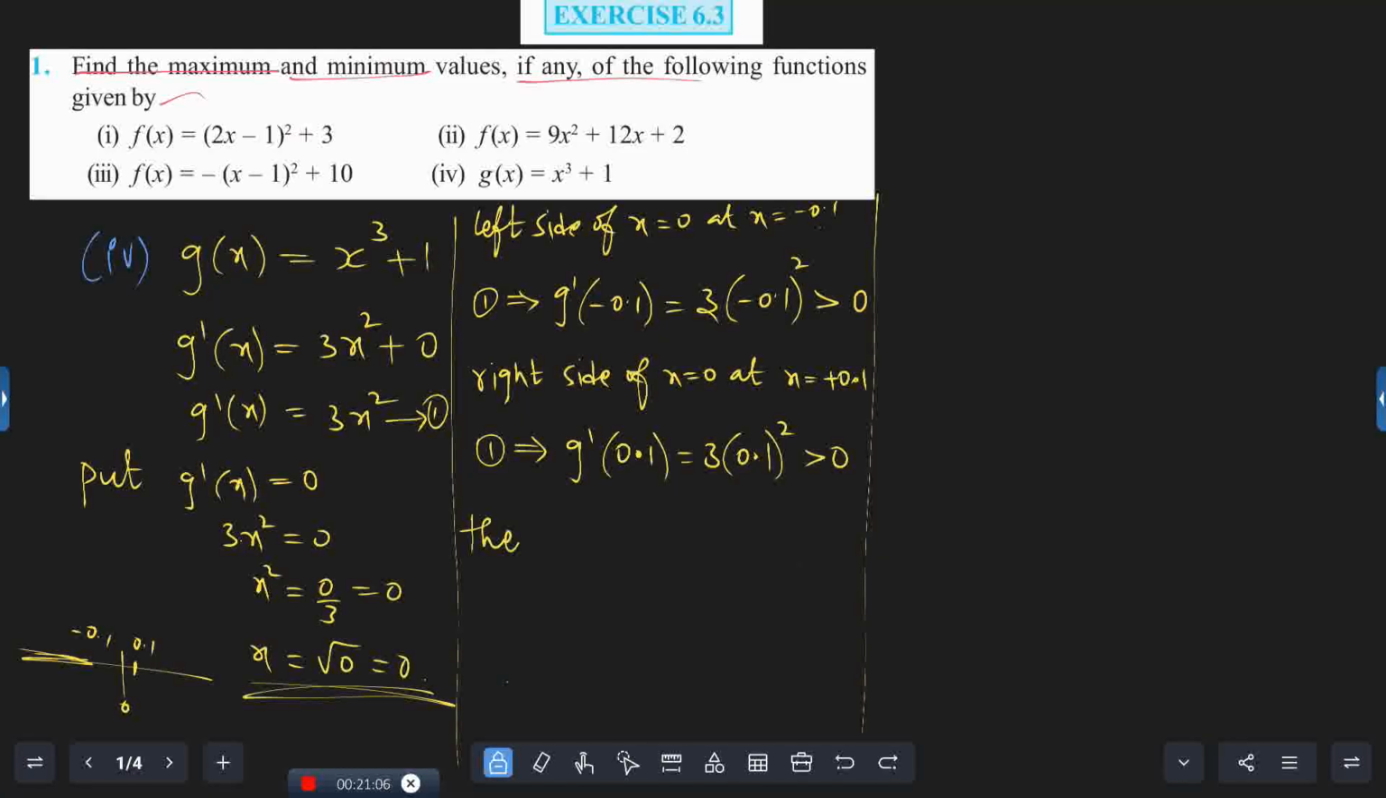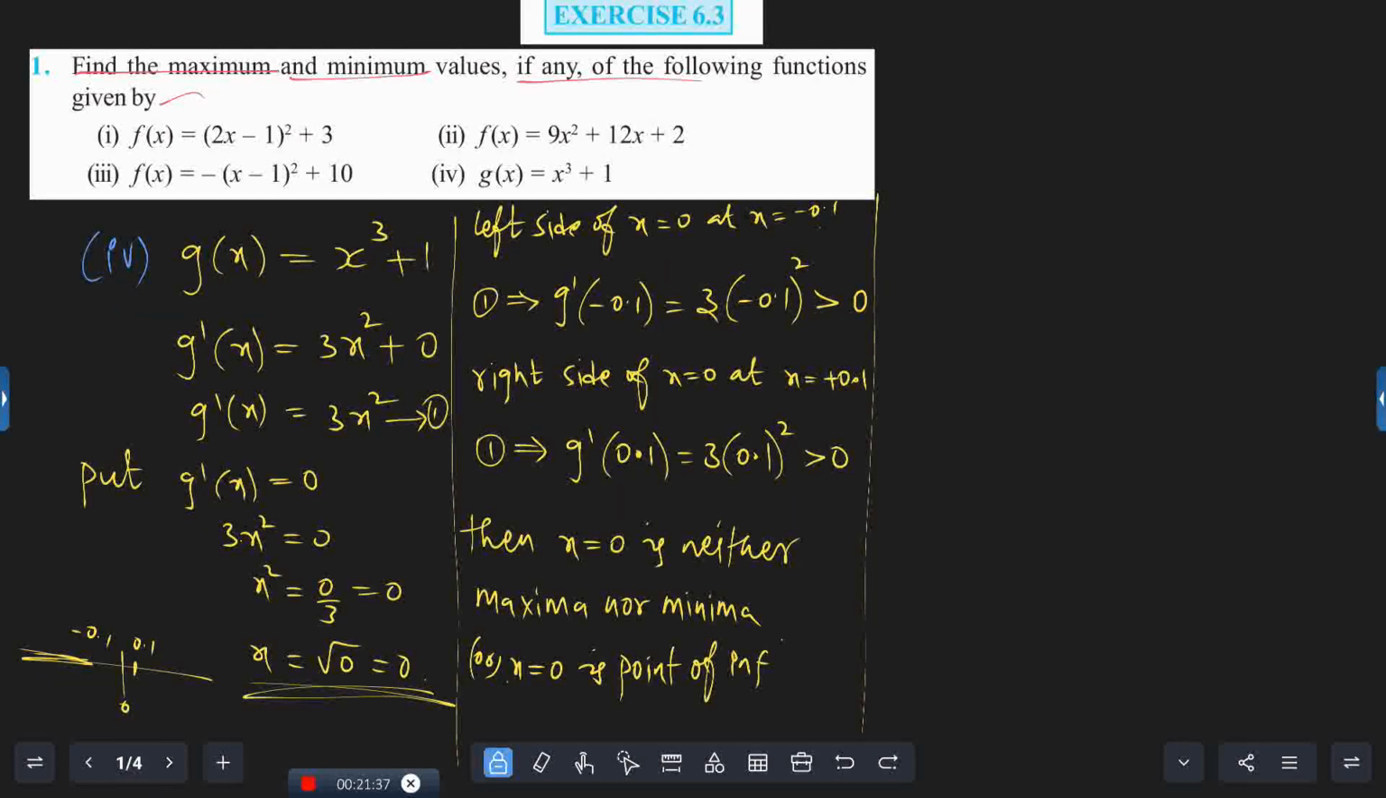So therefore, x equal to 0 is neither maxima nor minima. The x equal to 0 cannot be minima or maxima. Then what can we say about x equal to 0? Point of inflection we can say. x equal to 0 is a point of inflection.